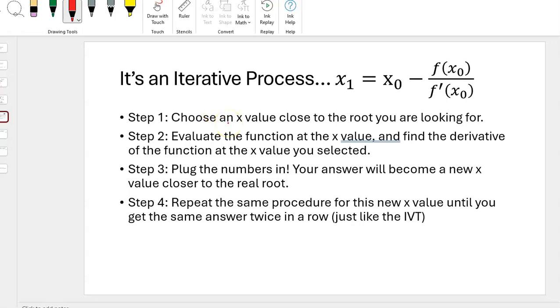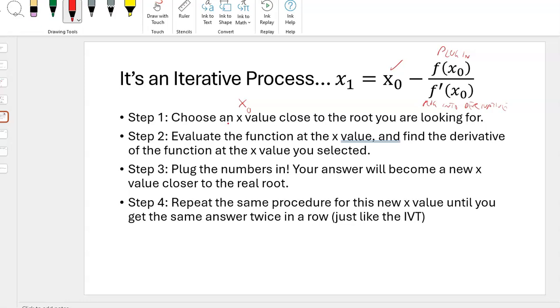When I say iterative, I mean we're going to take this one step at a time using our answer to produce the next one. So our first step in this process is to choose an x value. So I'm going to choose an x sub 0 that's close to the root that I am looking for. Whatever one turns out to be close. And what we're going to do is evaluate all of these little pieces. This f of x sub 0, that's just going to be plug in. We're going to plug in to the original function. On the bottom, where that f prime is, we're going to plug into the derivative. Once you plug the numbers in, you're going to get a new x value.